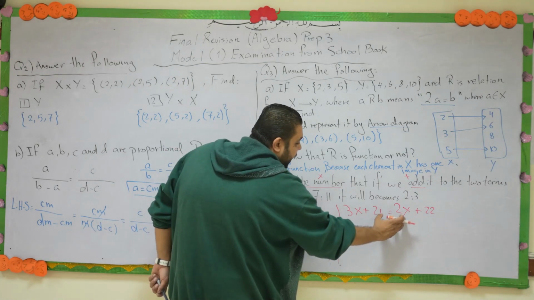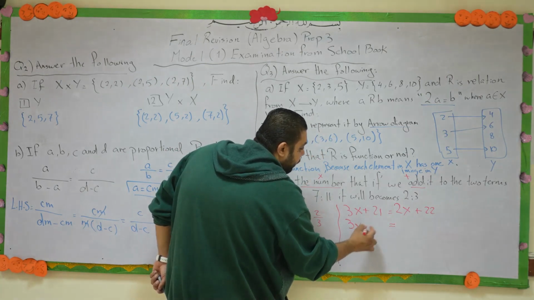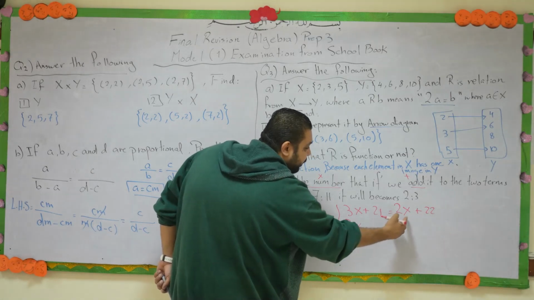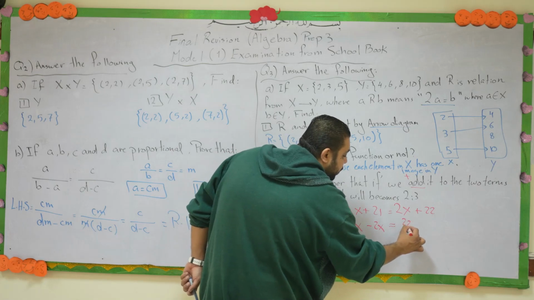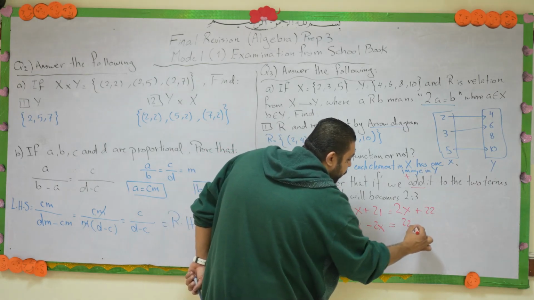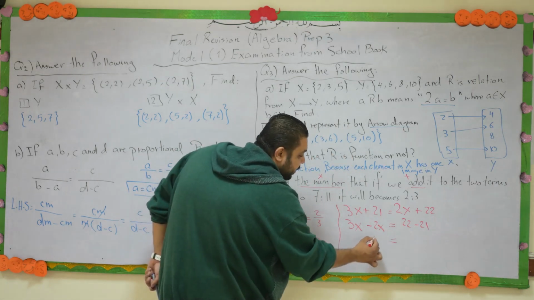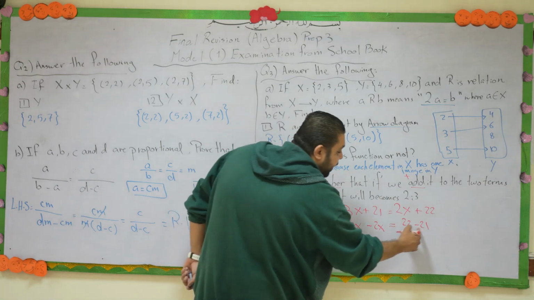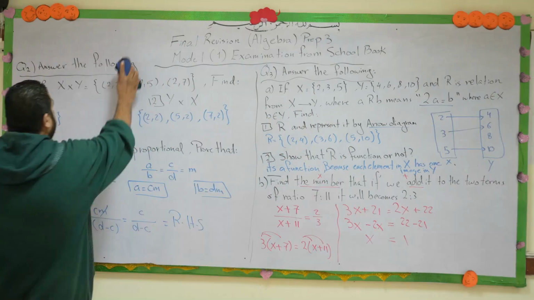We will move X to one side and the numbers to the other. We have 3X. We will move 2X to the other side. It is positive, so it goes with negative. And 22, then here, 21 will move to the other side. It is positive, so it goes with negative. I can calculate it. 3X minus 2X equals X. 22 minus 21 equals 1. So the number will be 1.